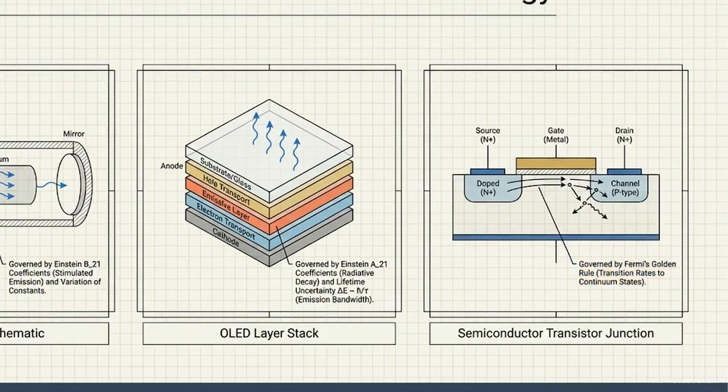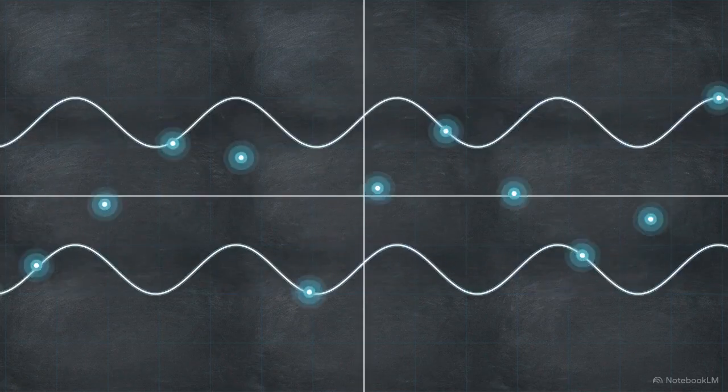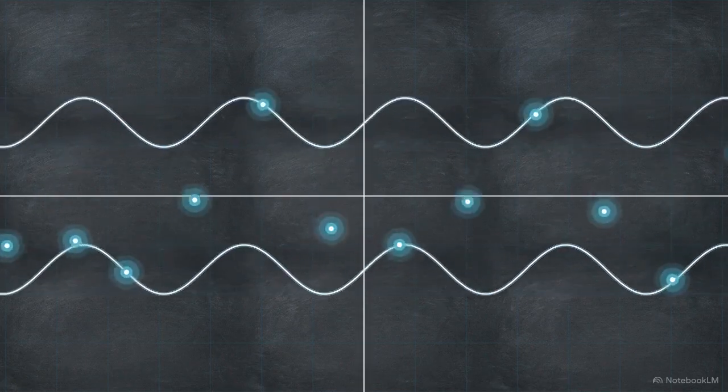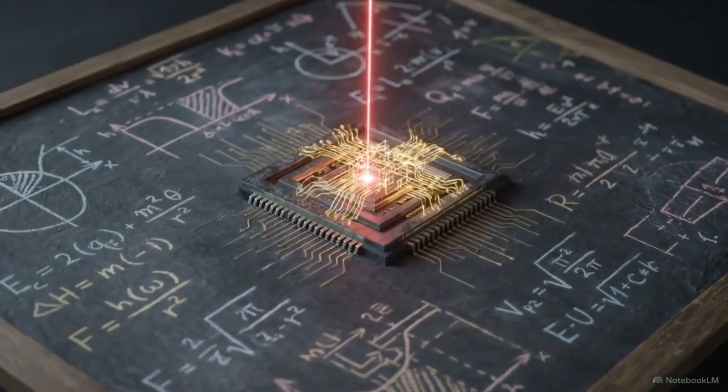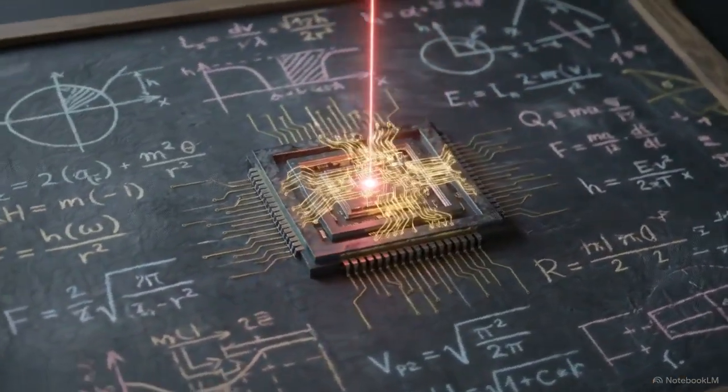We have moved from identifying static, unmoving energy levels to modeling the complex, time-dependent movement of quantum populations. The mathematics of time-dependent transitions provides the functional rules for manipulating matter, light, and energy.